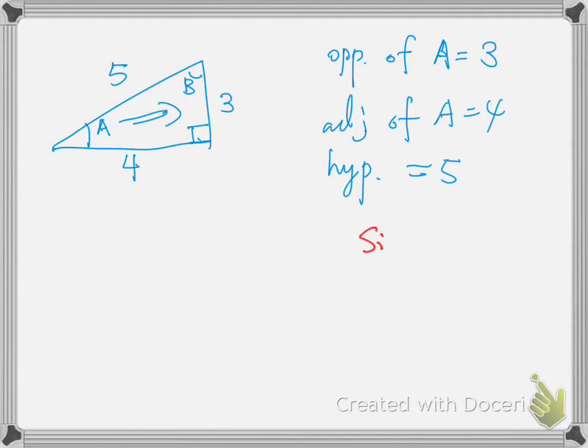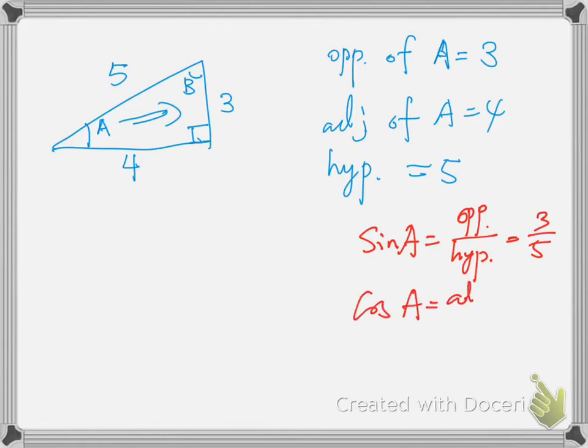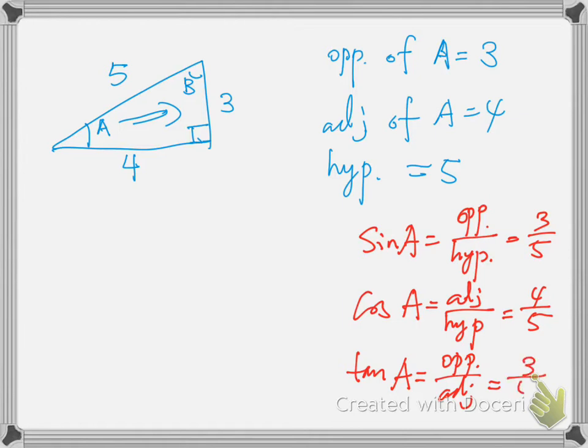Okay, so sine A is opposite over hypotenuse. So this is 3 over 5. Cosine A is adjacent over hypotenuse. So this is 4 over 5. And tangent A is opposite over adjacent. So this is 3 over 4. Okay, this is for angle A.